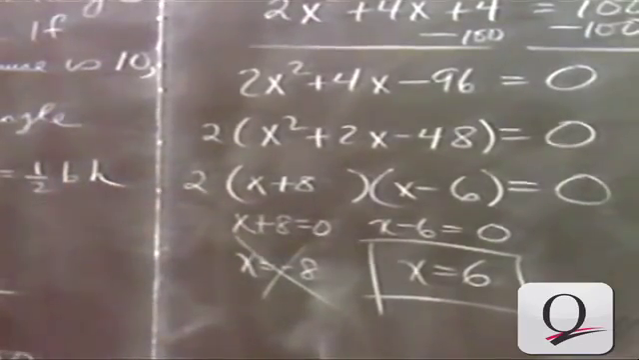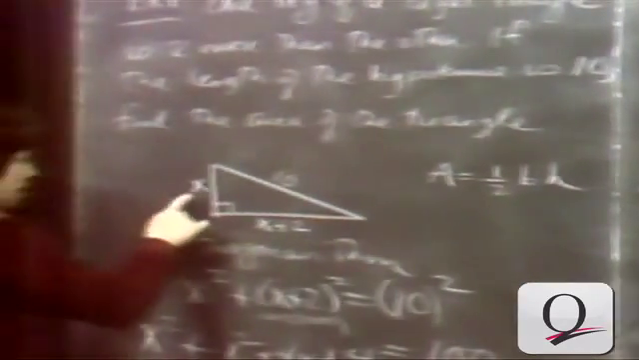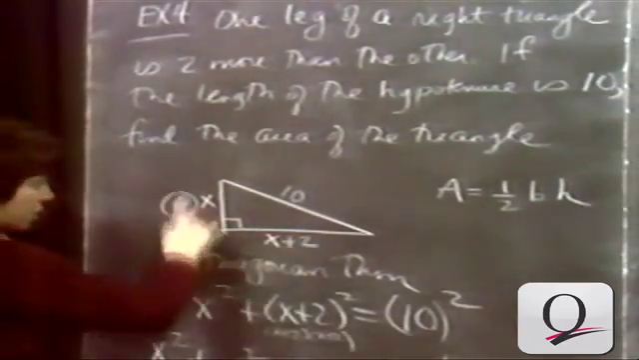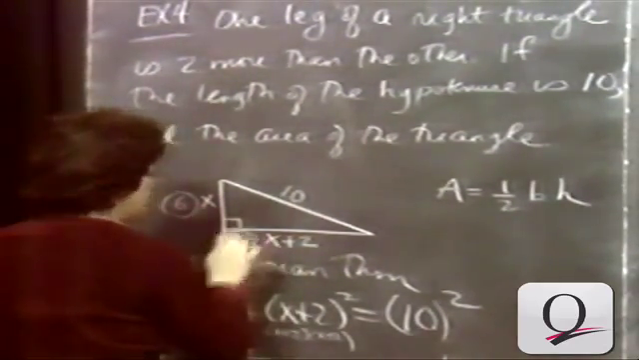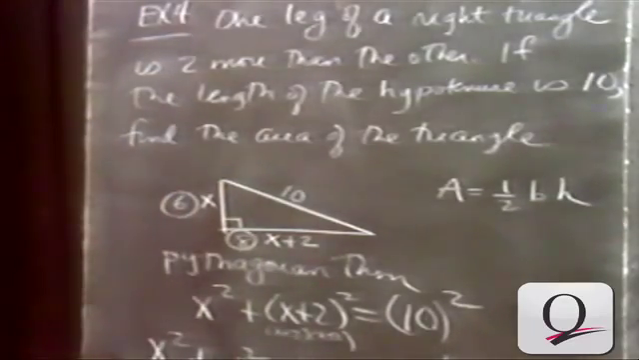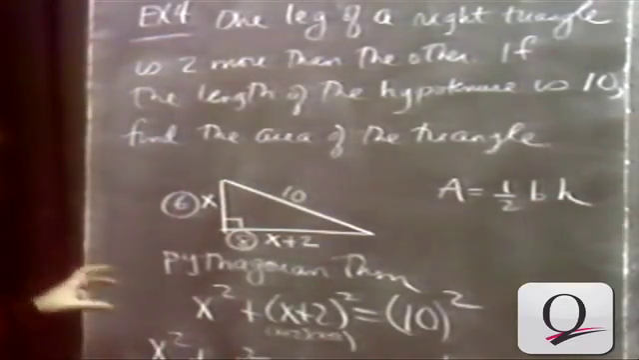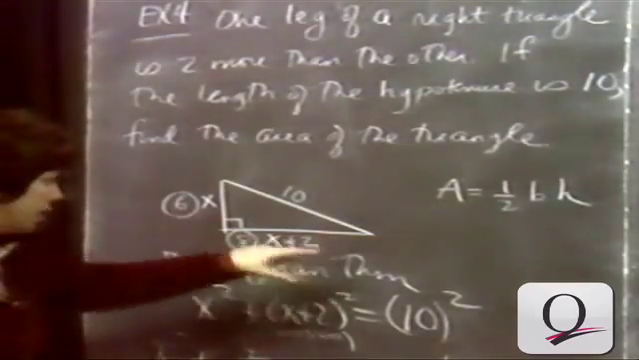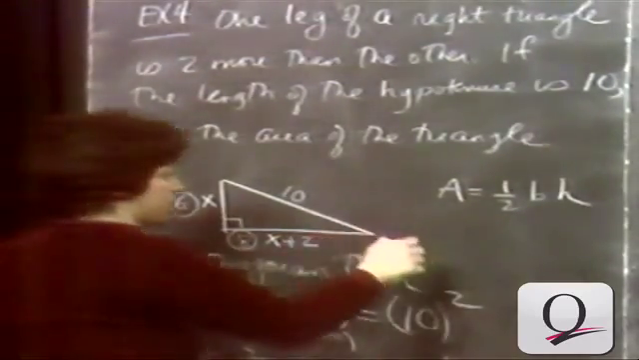Let's go back to the triangle. X is 6. The other leg, which is 2 more than 6, of course, is 8. This is a 6, 8, 10 right triangle, so a 3, 4, 5 triangle doubled. Now that we know the lengths of all the sides, we will be able to get the area here.